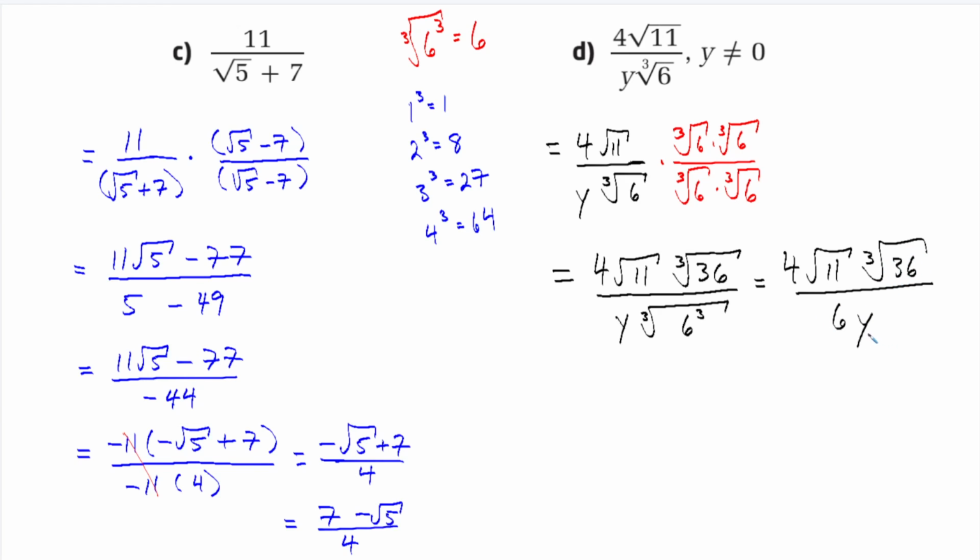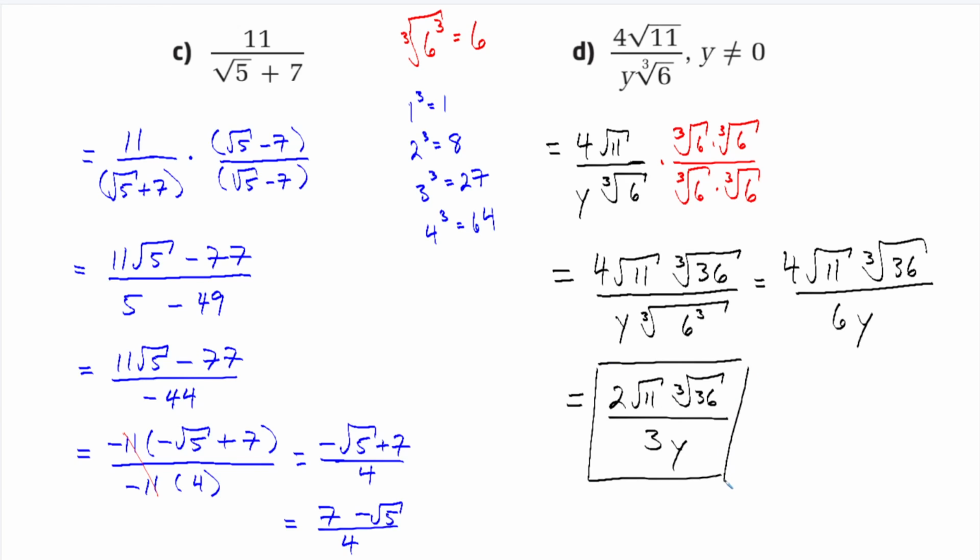The y is on the bottom, and that's okay because it's not a radical. The only thing that we can simplify now is the 4 over 6. So 4 and 6 are both divisible by 2. So our simplest form for this one, 4 divided by 2 is 2. So I'm going to have 2 root 11 cube root 36, and 6 divided by 2 is 3. So this is actually as good as it gets for D, and I didn't put a box around this one, so I don't want it to feel left out.